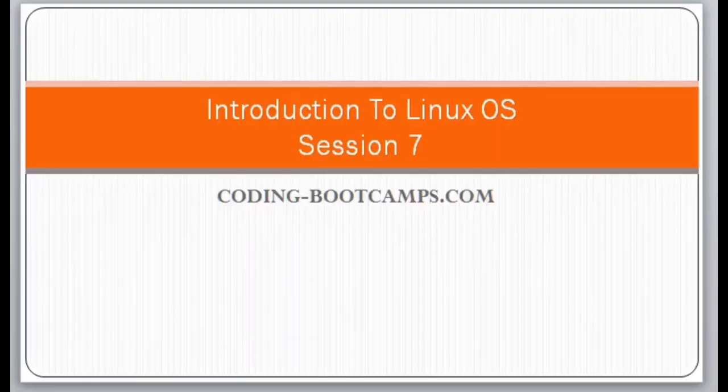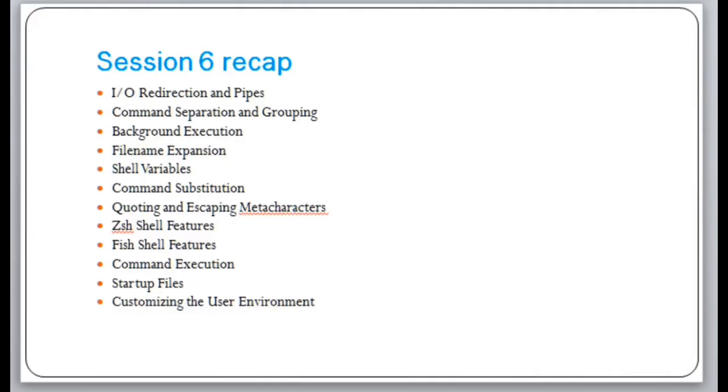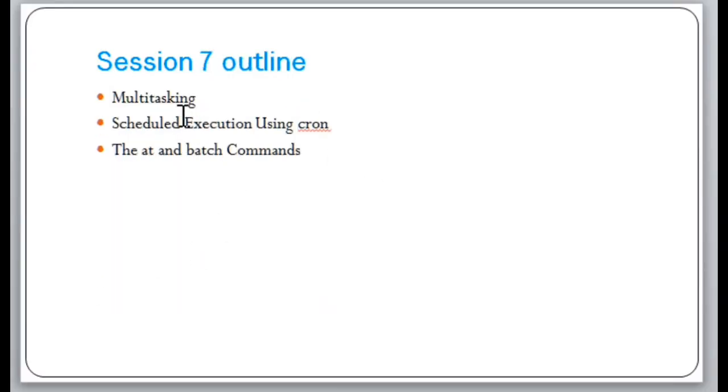So today we're going to be covering multitasking and batch processing. So in session 6, we covered a lot of things, kind of just scratched the surface on them, really. So we went over input and output redirection in pipes, command separation and grouping, background execution, file name expansion, shell variables, command substitution, quoting and escaping meta characters, Z shell features, fish shell features, command execution, startup files, and finally customizing the user environment. Today, we're going to be covering multitasking, scheduled execution using cron, and the at and batch commands.